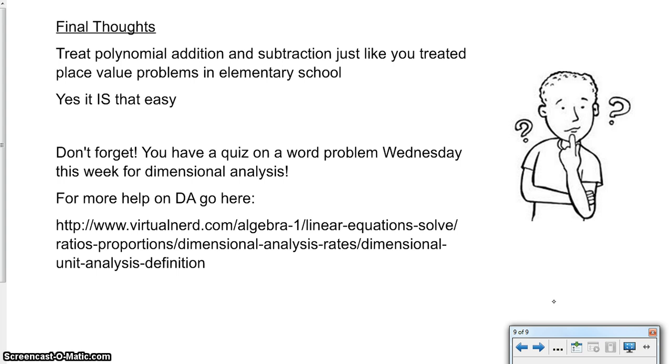Final thoughts. Treat polynomial addition and subtraction just like you treated place value problems in elementary school. For those of you who are asking, yes, it really is that easy.